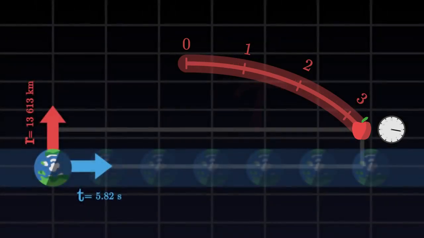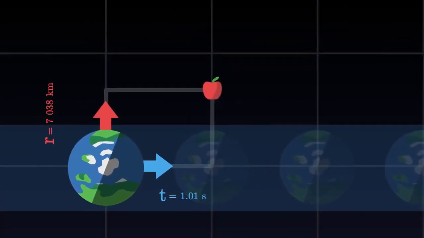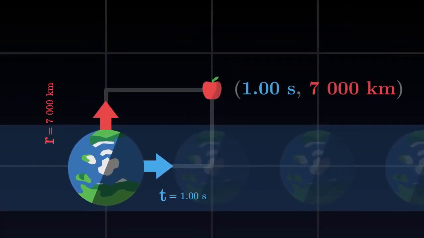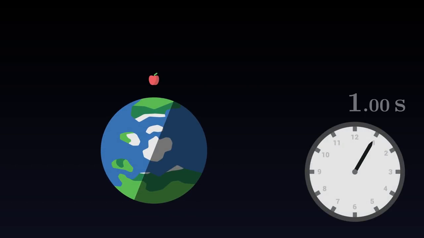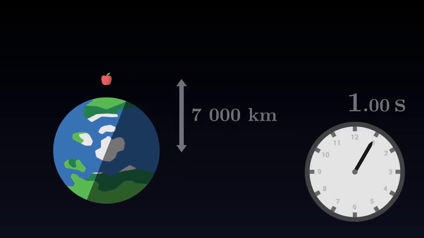To understand, let's take an example. Say the apple passes through the point whose coordinates are 1 second and 7,000 kilometers. This means that when our clock indicates 1 second, we will measure a distance of 7,000 kilometers between the apple and the center of the planet.